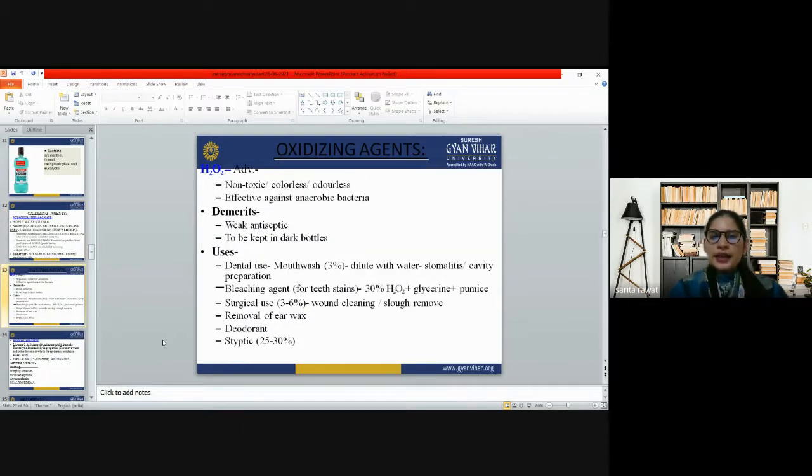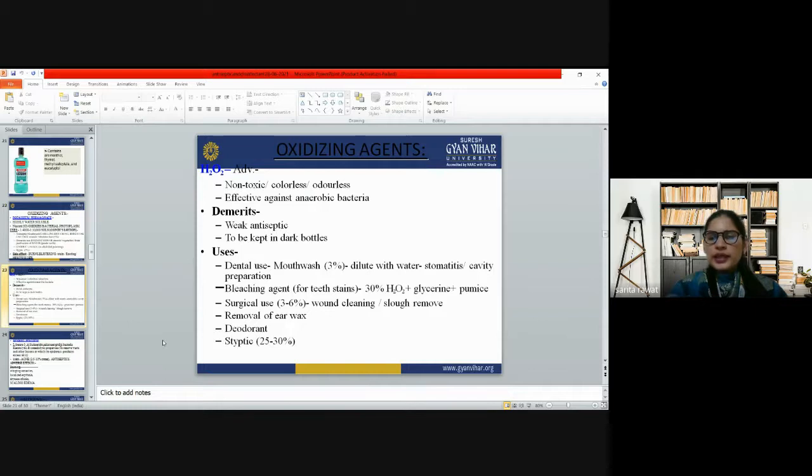Now, next we have H2O2. The advantages are that it is non-toxic, colorless, odorless, and effective against anaerobic bacteria. The disadvantage is that it has a weak antiseptic action and has to be kept in a bottle. The uses of H2O2 include dental use.